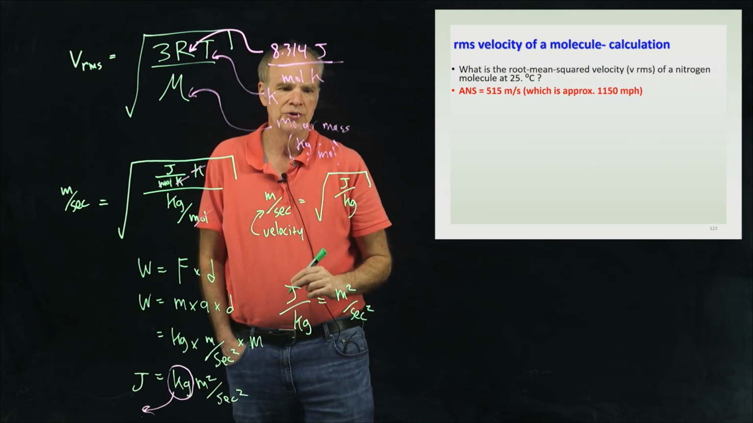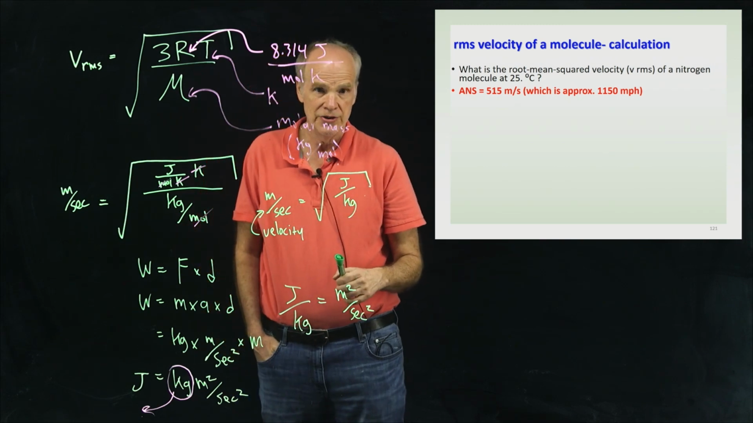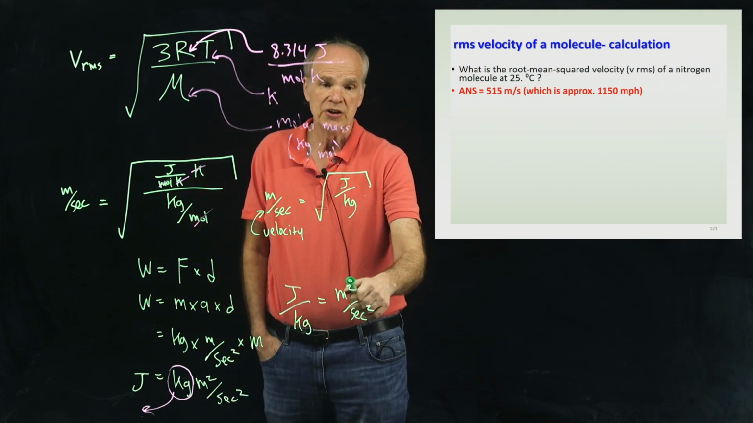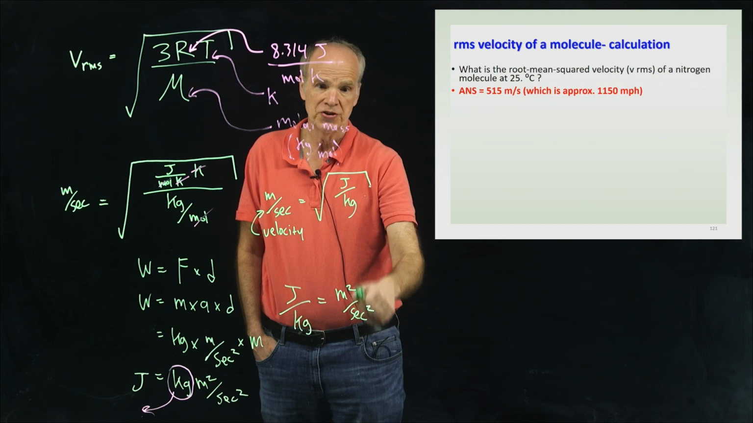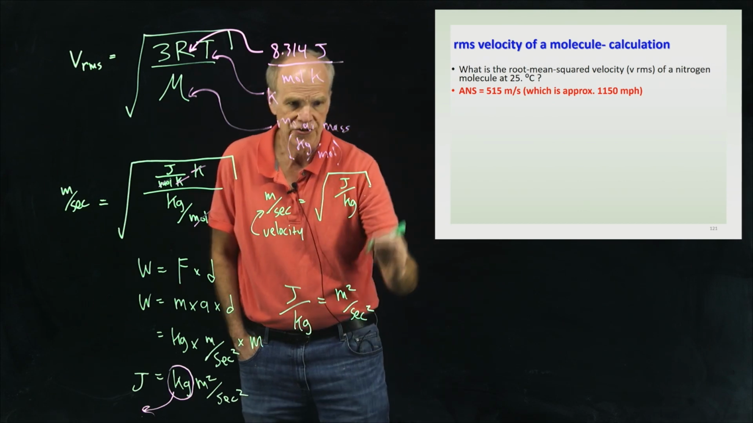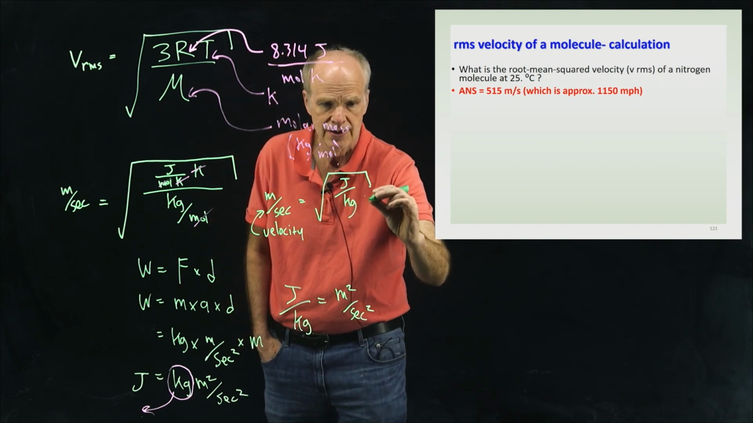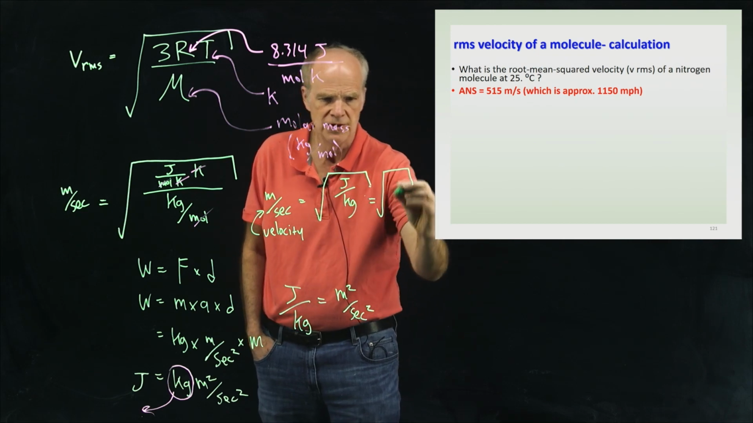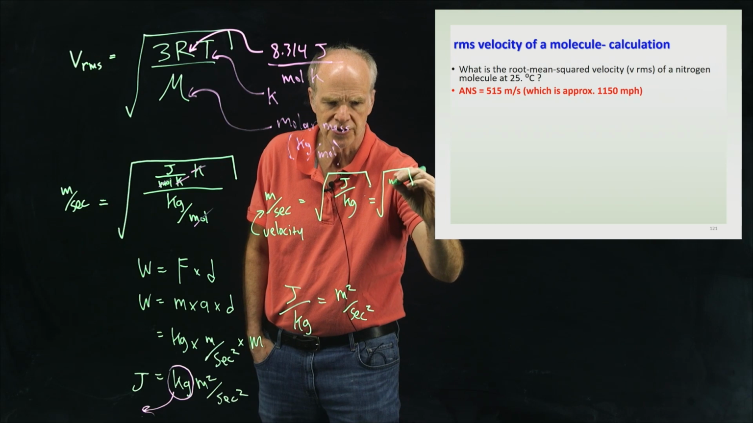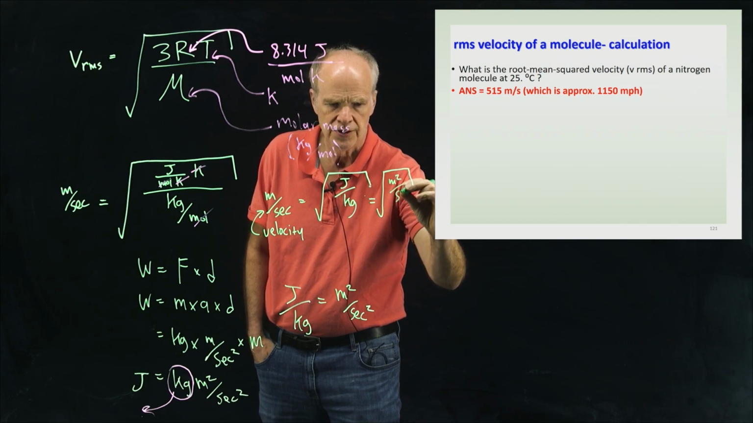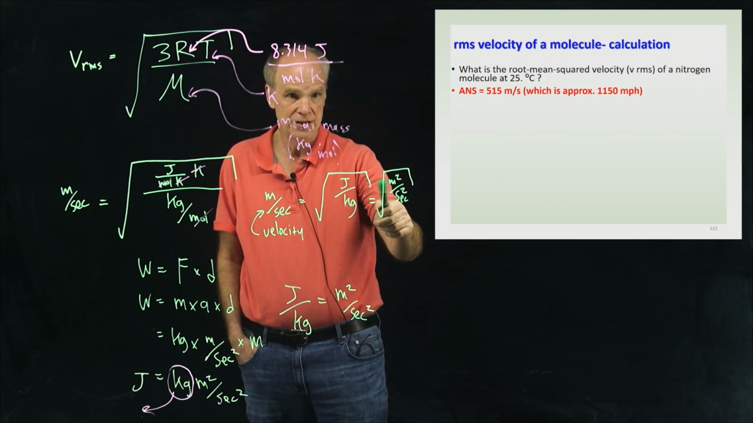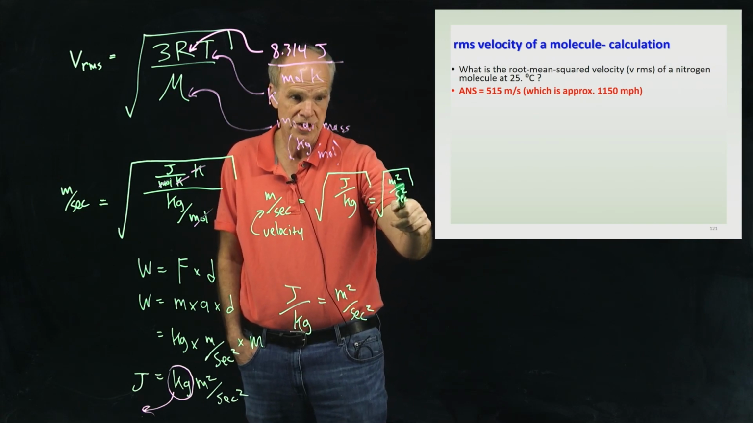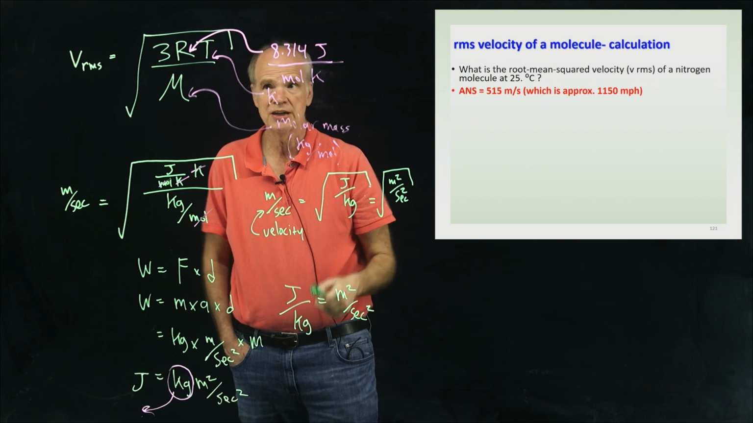Okay. So I think you can sort of see now that what we can do is we can substitute in meters squared over seconds squared for joules per kilogram. And so when you do that, again, joules per kilogram is equal to meters squared per second squared. And so now I think you can see that when you take the square root of meters squared per second squared, you get meters per second.